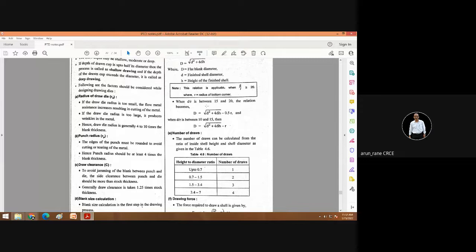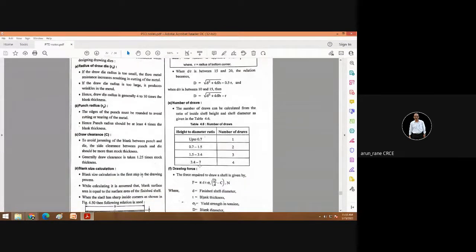If d by r ratio is between 15 and 20, then this is the relation. If d by r is less than 15, it is not between 10 and 15. If it is less than 15, then the formula is this. So these are the formulas for calculating the blank size.